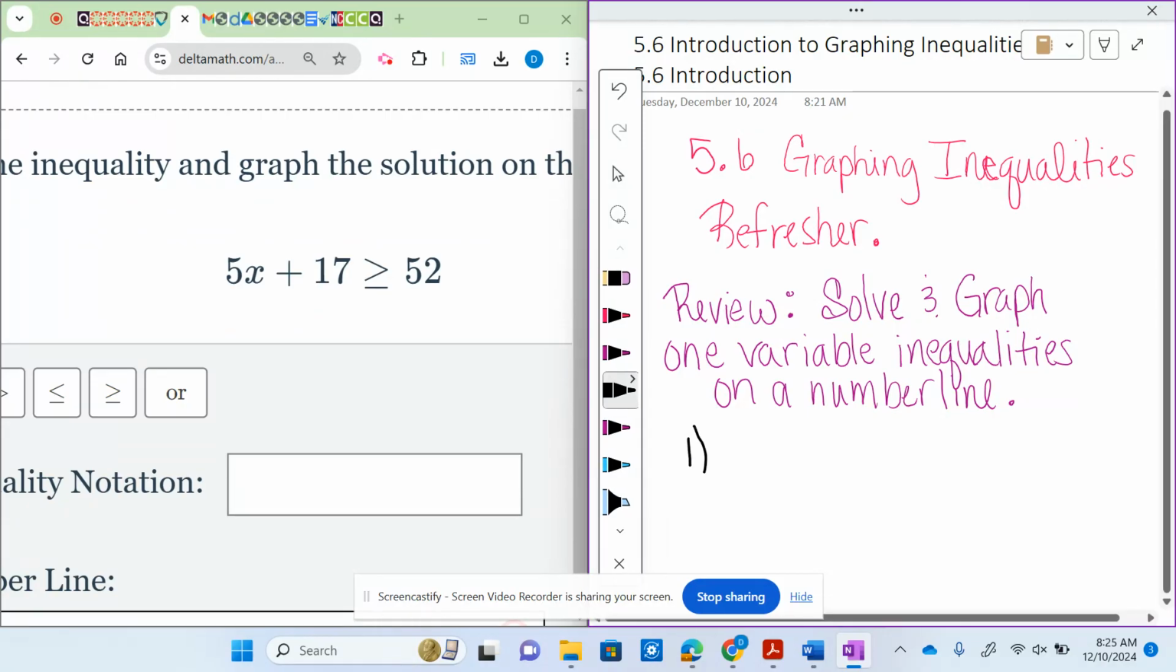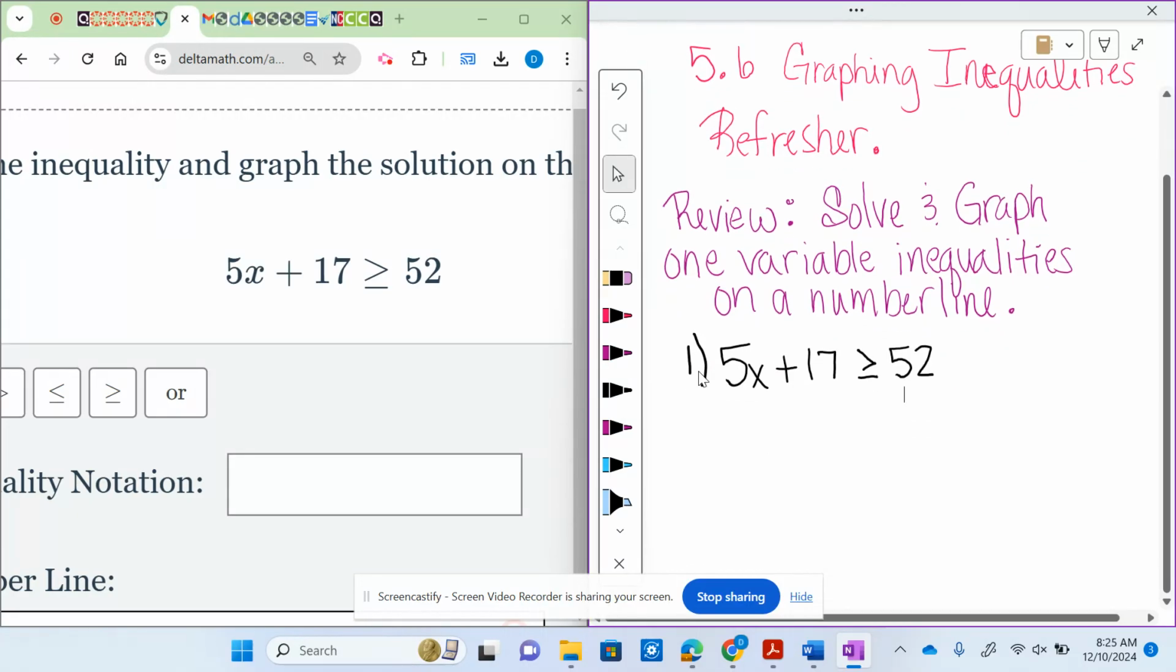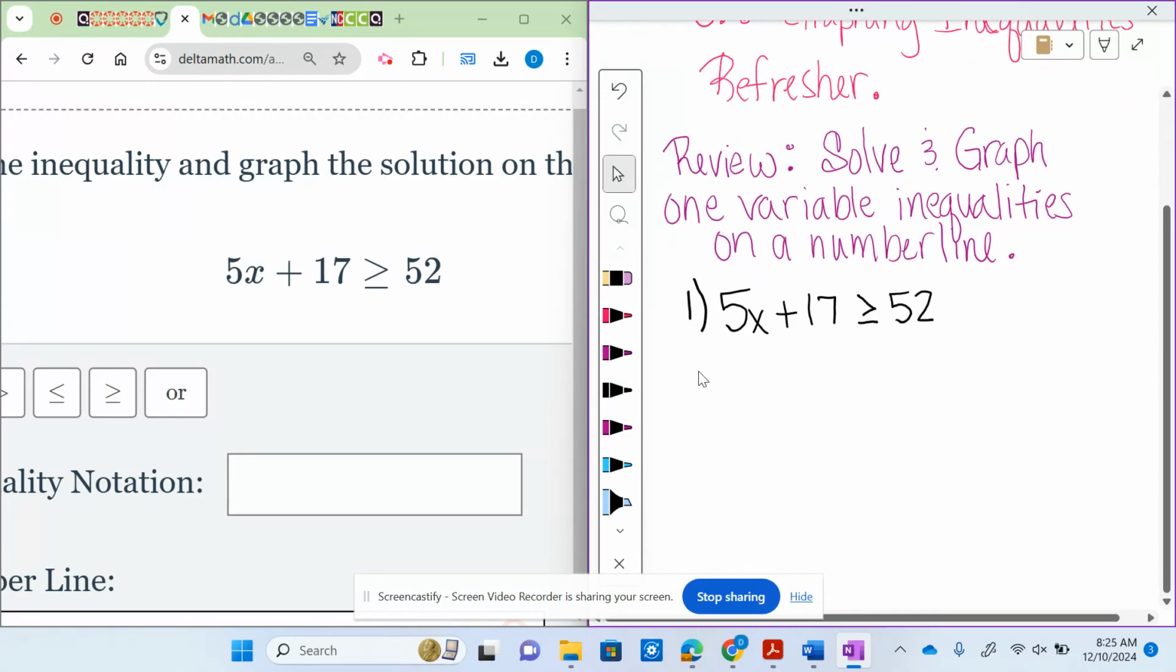So example number 1, 5x plus 17 is greater than or equal to 52. Remember that we solve inequalities just like we solve equations. There's only one, well, there's like two special rules, and we'll go through both of them as we come to them. So the idea is to isolate the variable. We're trying to get the variable all by itself.